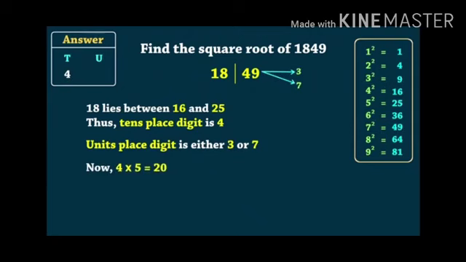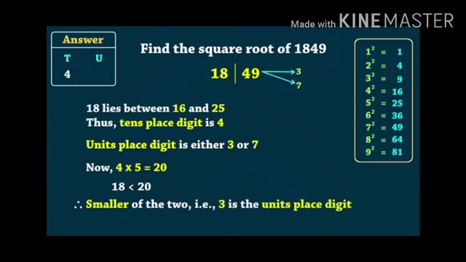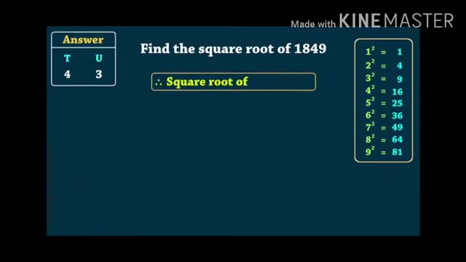Now we will multiply the tens place digit with its successor. 4 fives are 20, but 20 is greater than 18. Now in this case we will take the smaller of the two, that is 3 as the units place digit. So the square root of 1849 is 43. So it is a very easy method.